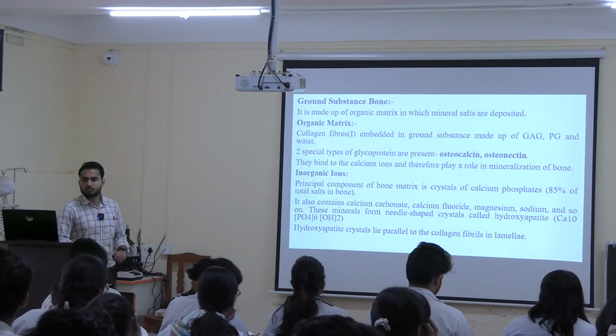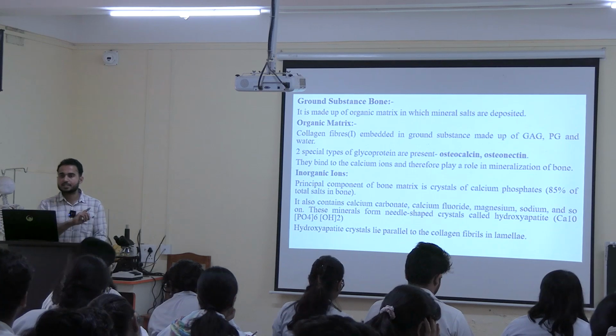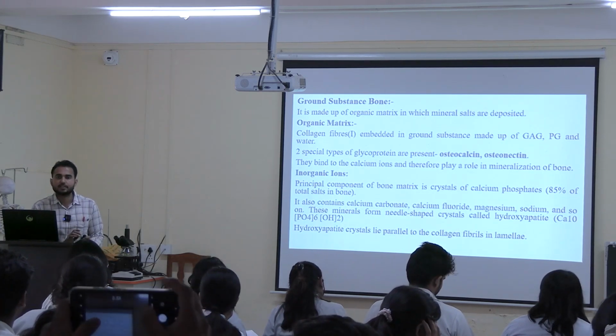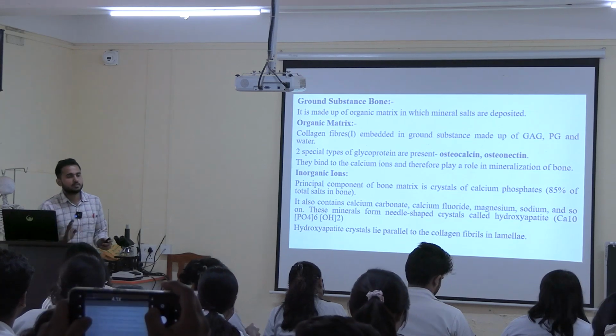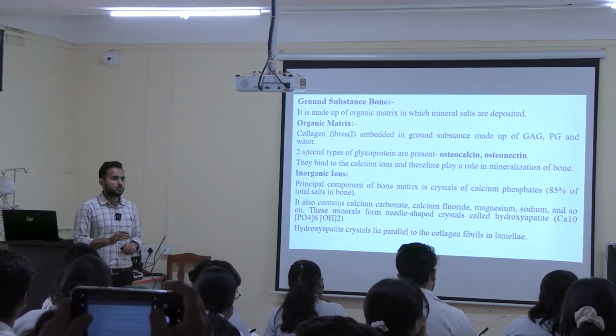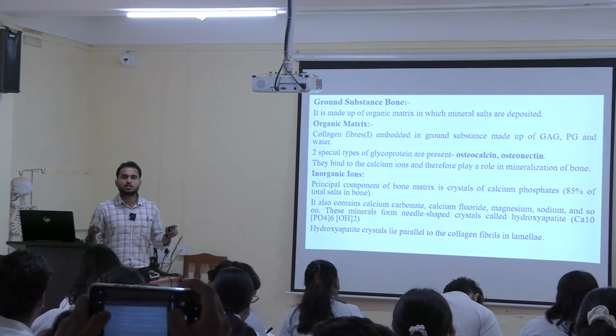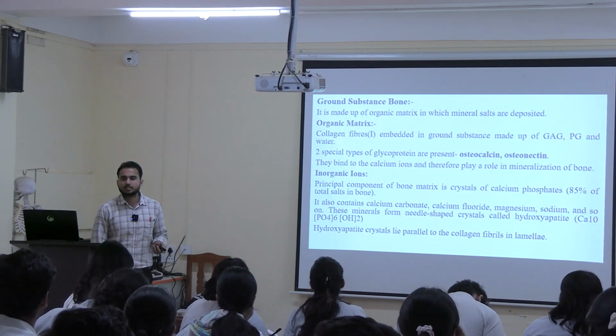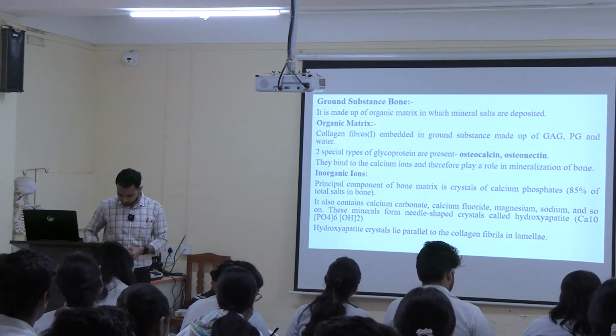Okay, next is the ground substance. We have seen the cells, and we have seen the fibers. What is left? Ground substance. Whenever you are writing about the ground substance of the bone, you have to make two divisions. One is the organic part, another one is the inorganic part.